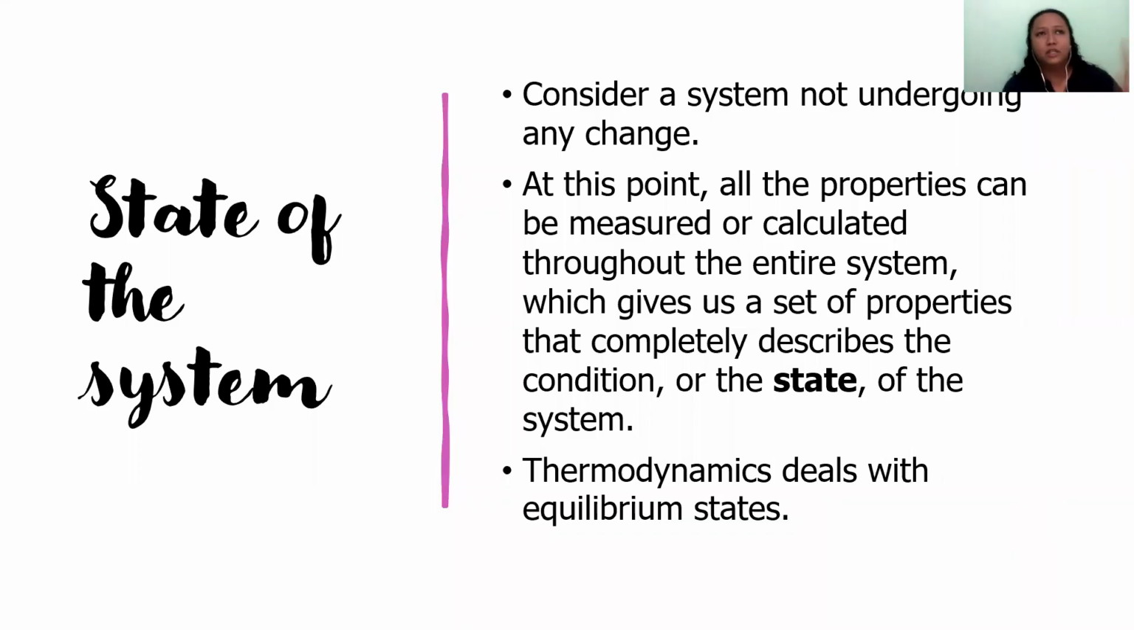Elaborate ko lang, balikan ko yung basic concept: we have the system, boundary, and the surroundings. The three classifications, we have the open, the closed, and the isolated system. We have also the properties of the system. Ano nga ba yan? The two, the extensive and the intensive. And we have also the state of the system. In the state of the system, all properties can be measured or calculated throughout the entire system, which gives us a set of properties that completely describes the conditions or the state of the system. Okay? So, ang system natin, hindi siya nag-undergo ng any change.